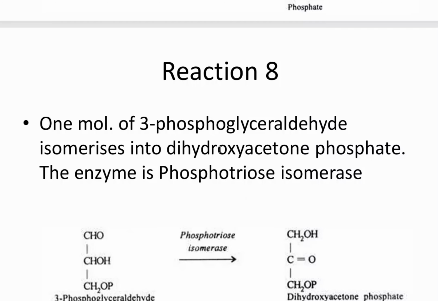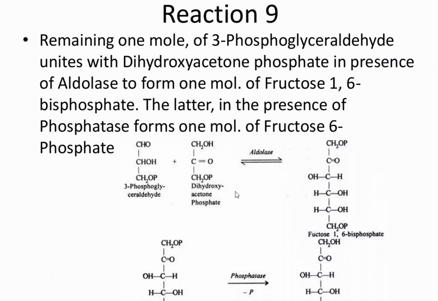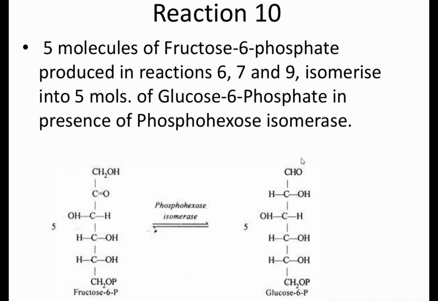Now in reaction number 8, 1 molecule of 3-phosphoglyceraldehyde isomerizes into dihydroxyacetone phosphate, and the enzyme is phosphotriose isomerase. And ultimately the remaining 1 molecule of 3-phosphoglyceraldehyde unites with dihydroxyacetone phosphate in presence of aldolase to form 1 molecule of fructose 1,6-bisphosphate, and the latter, in presence of fructose bisphosphatase, forms fructose 6-phosphate.